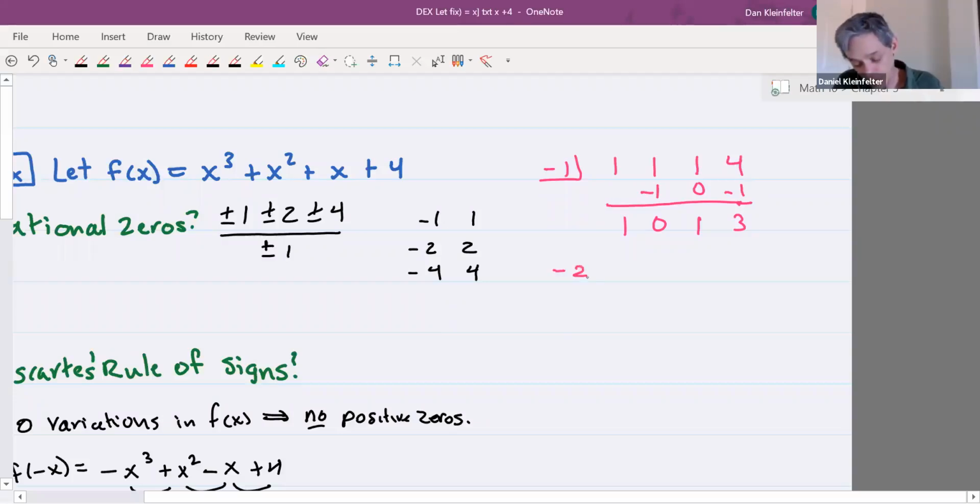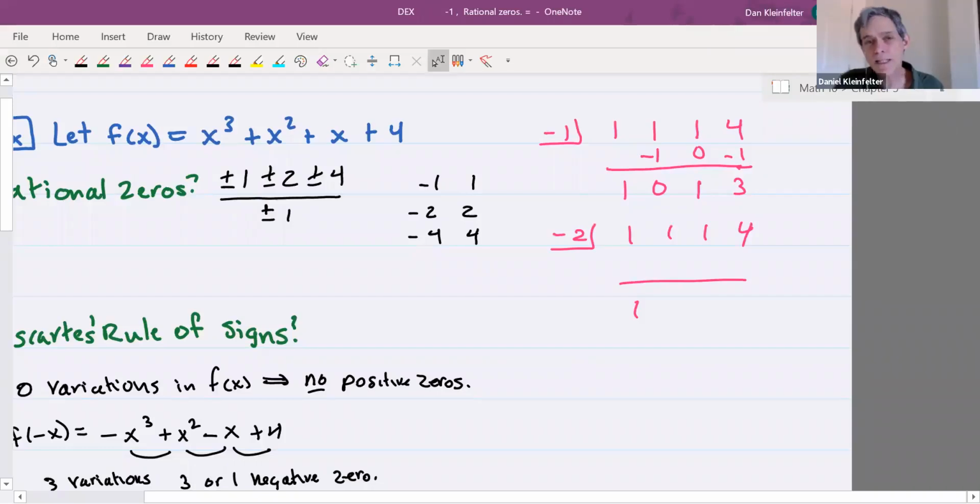Let's try -2. Okay, you can check this by substituting these values into f if you want, but considering our goal is to eventually find all the zeros, I think it's just easier to use division. Okay, so -2 times 1 is -2. 1 plus -2 is -1. -2 times -1 is +2. 1 plus 2 is 3. -2 times 3 is -6. And then that will add up to -2, which is not 0. So it's not -2 either.